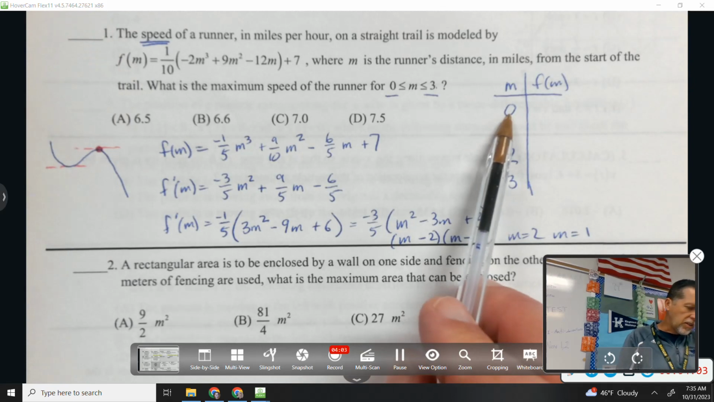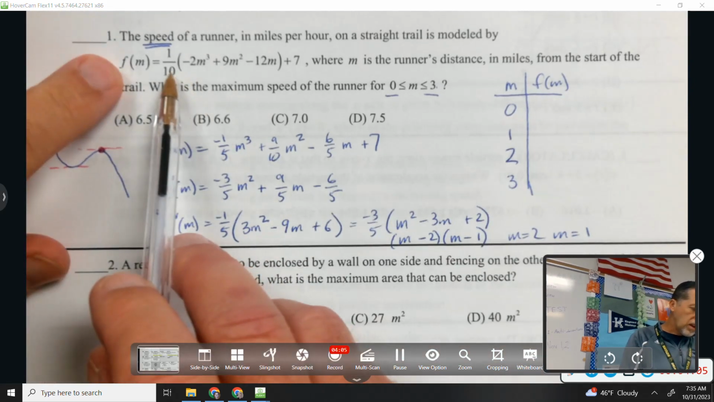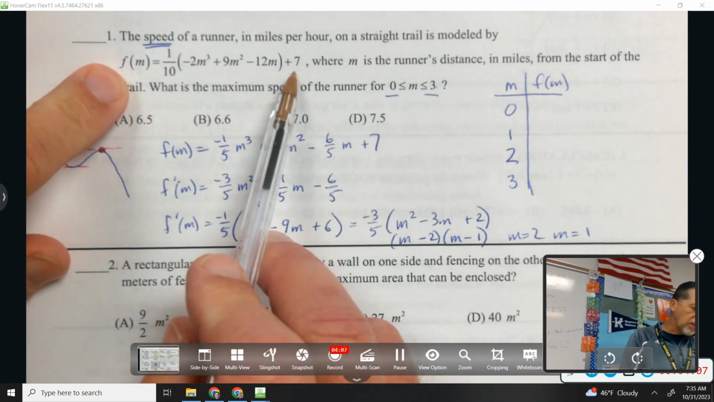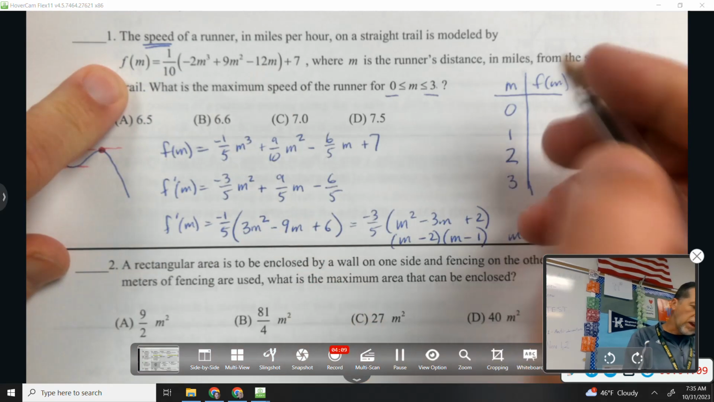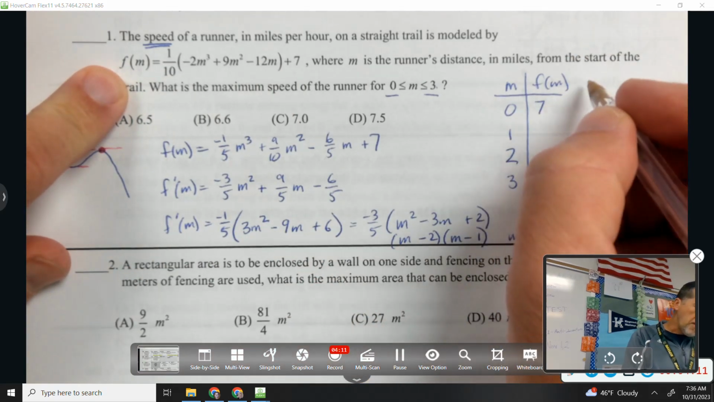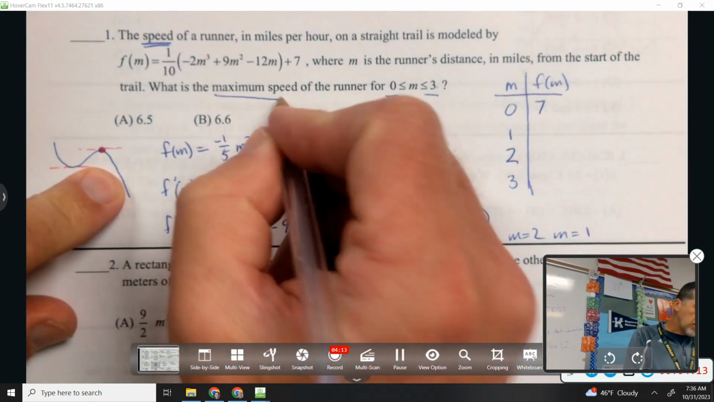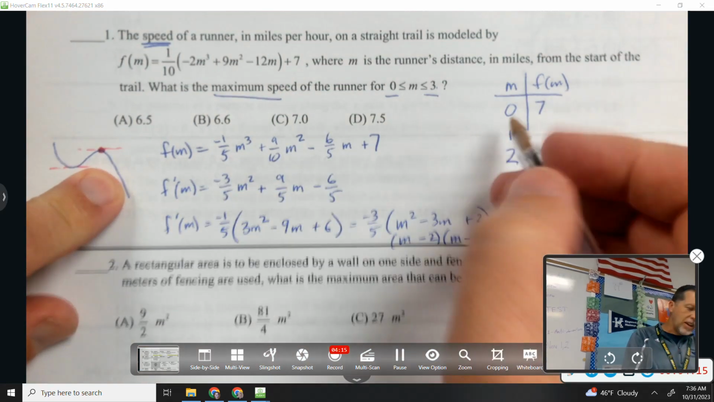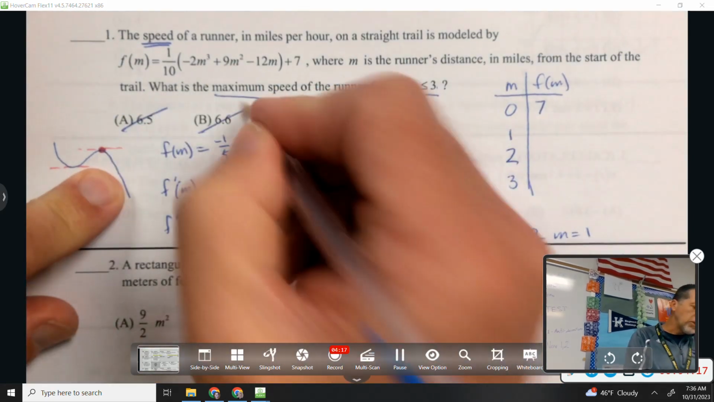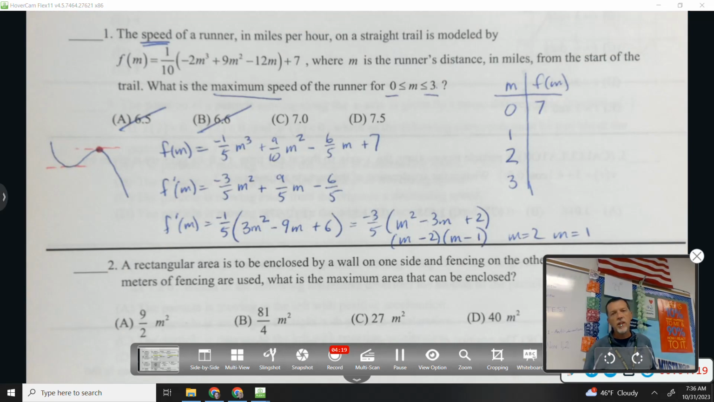Alright, if I plug in 0, that's the easiest one. I get 7 for an answer, right? Because all that stuff goes away. And I'm looking for the maximum, so look at my answer choices. It's at least 7, so I know it's not one of those 2. So now I'm just curious if somebody gets to 7.5.